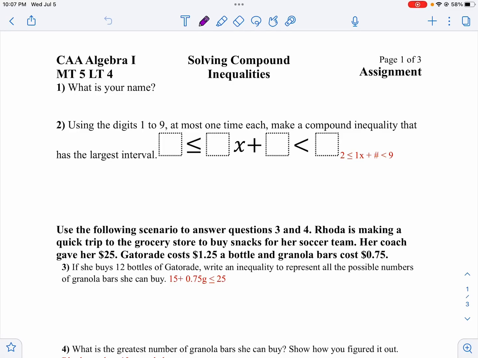Hello, let's review your MT5 LT4 assignment. Don't forget your name. It's very important.